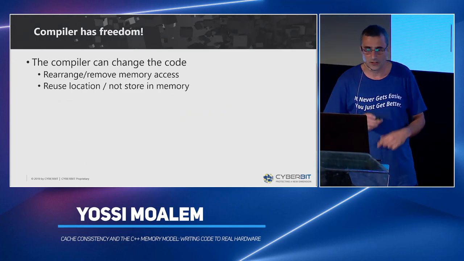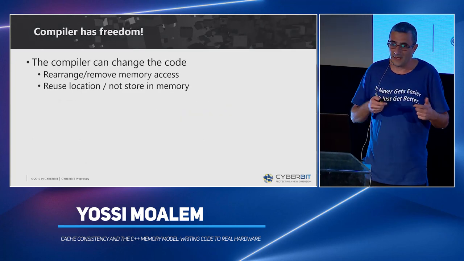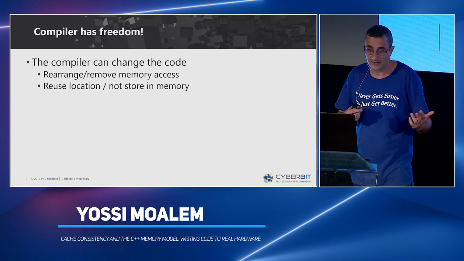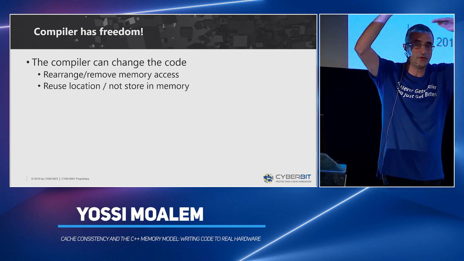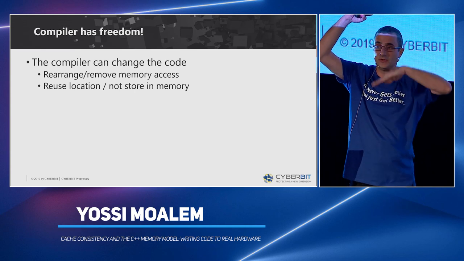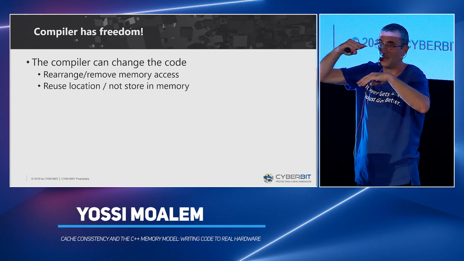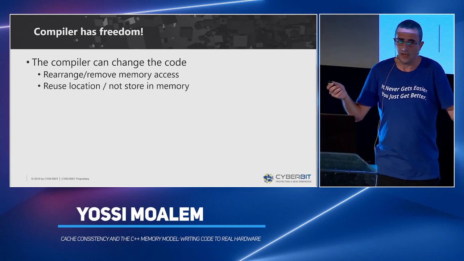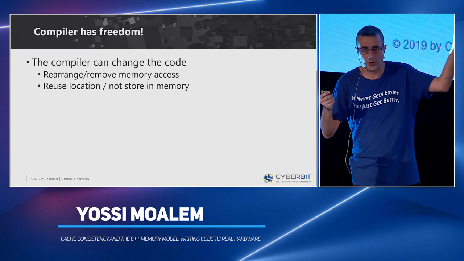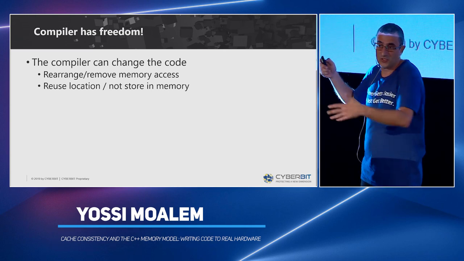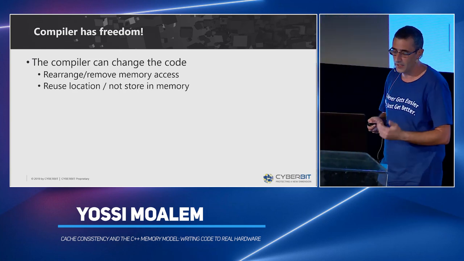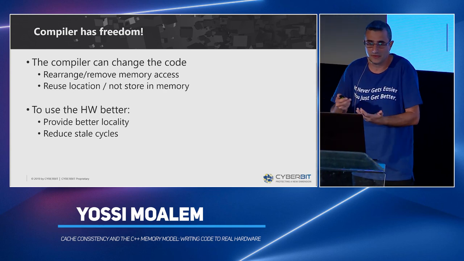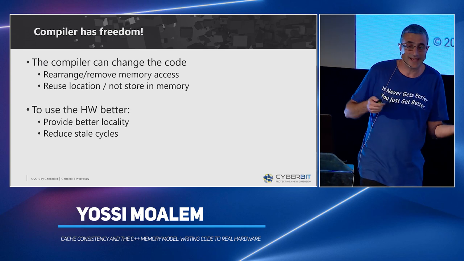And in order to do it, the compiler has freedom. The compiler can change the code that we write. The compiler can rearrange or even remove memory accesses. It can reuse locations. So if I'm using one variable in one part of my function and I don't use it later, and from this point I'm using another variable, it can reuse the location. It can even not store variables in memory at all. I think that we all saw it when we have a for loop with i++. It can be just stored in a register. It doesn't need it in memory. It does it to get better locality and to use the hardware to reduce the amount of stall cycles.